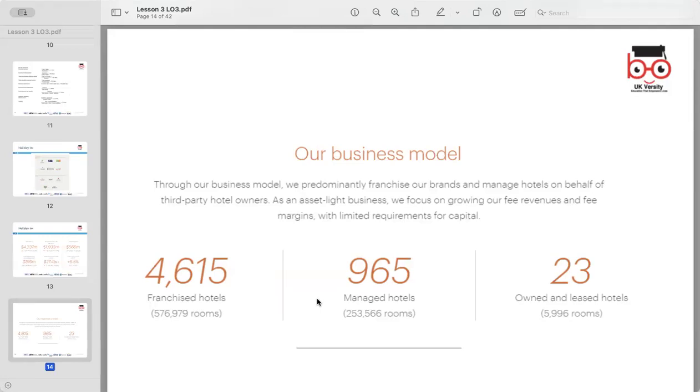Managed hotels involve direct management by Holiday Inn, where the company assumes operational responsibilities on behalf of the property owners. Leased and owned hotels, 23 properties with 5,996 rooms. These owned and leased properties provide additional revenue streams and opportunities for strategic investment and development.